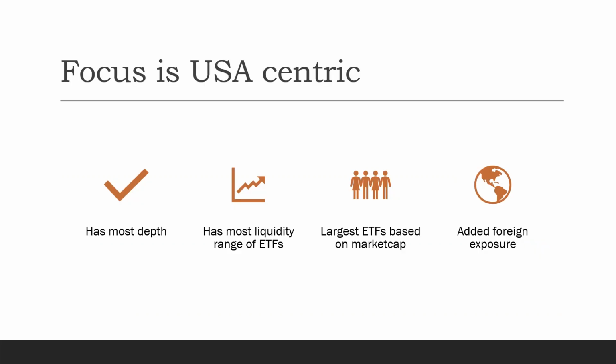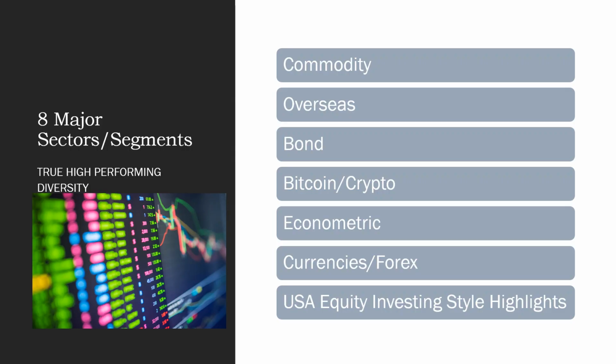Now, the whole idea of this is that it's pretty well focused on being USA centric. Why? Because the country has the most depth, has the most liquid range of ETFs, has the largest ETFs based on market cap, and it also has exposure to foreign markets. Now, there's 8 major sectors or segments that this service focuses on. These are truly high performing based on diversity. So we have commodity, overseas, bond, Bitcoin and/or crypto, econometrics, currencies and Forex, pretty well the same meaning, and US equity investing style highlights.